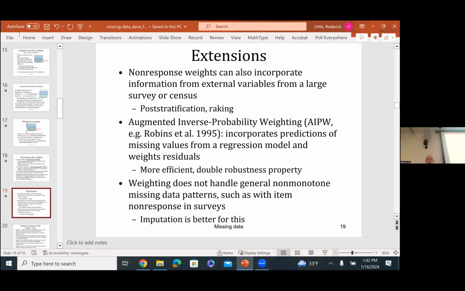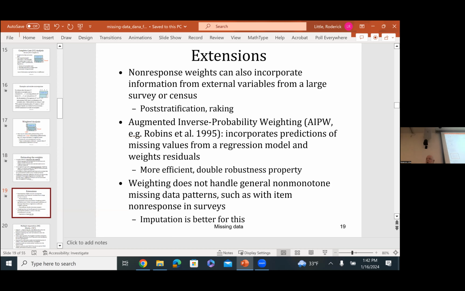In the survey world, there's post-stratification, which uses variables from an external source like a census and weights based on those variables. And if you have a set of those variables, it's called raking. That's a method in the survey world.